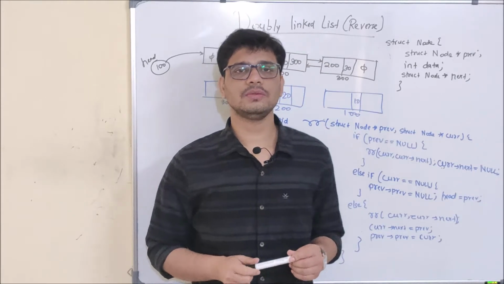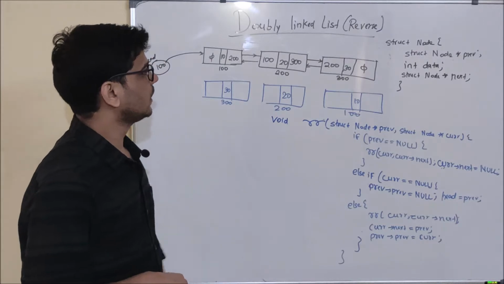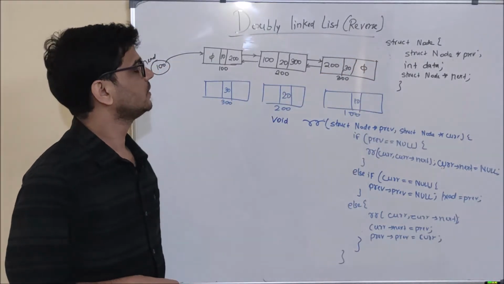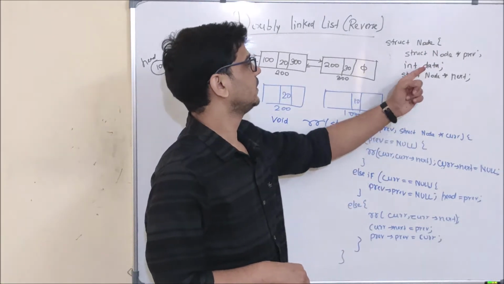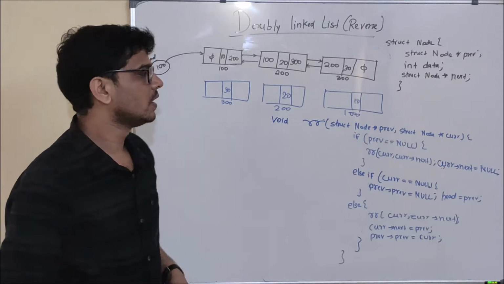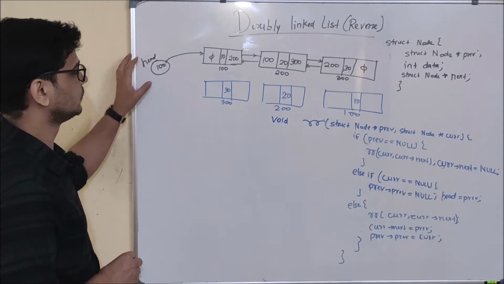Hello friends, in today's video we are going to see how to reverse a doubly linked list. So first of all, as you can see here, this is our definition of node of a doubly linked list. It is having two pointers, a previous and a next, and a data field which is of integer type. And one more thing, we are going to see the recursive program. And what we are going to do today is we are going to reverse this doubly linked list.